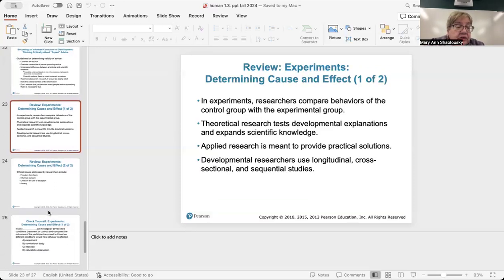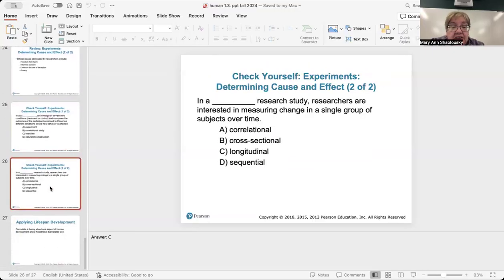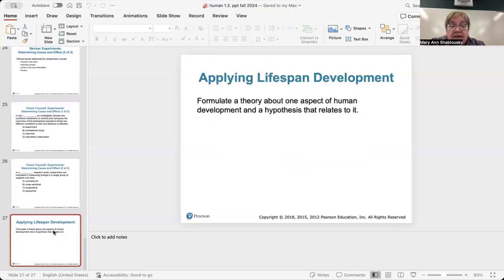And review, sample question, and sample short-term question. So that's our quick, in a nutshell, review for 1.3.